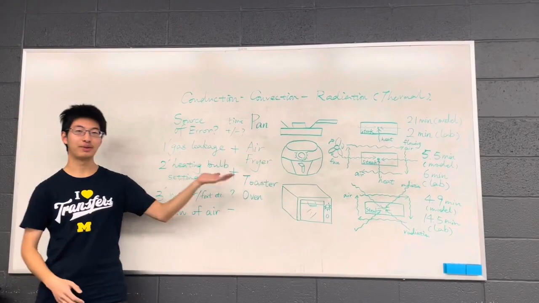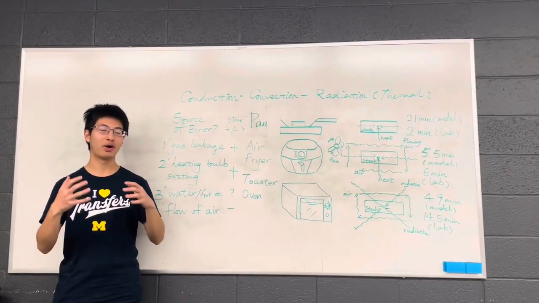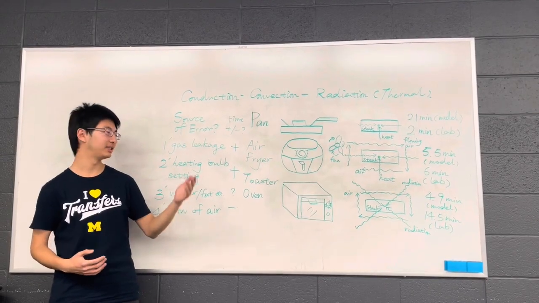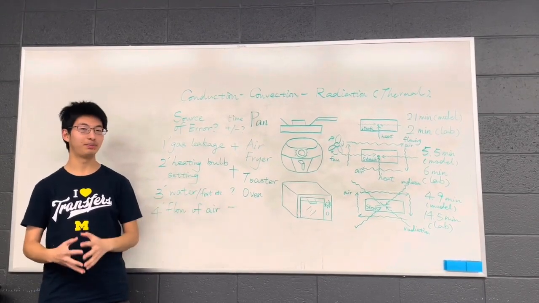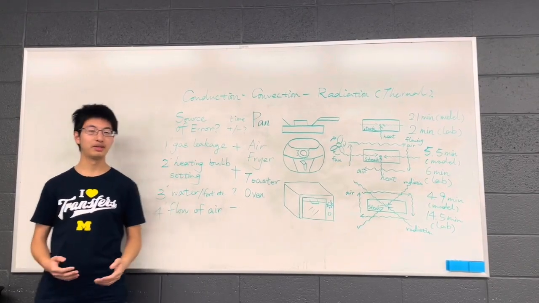So these are the three methods we have cooked our steak, and the experimental data are quite within our expectation, except for the toaster oven case, which turns out to be the most time-consuming method to cook. So where's the source of error?